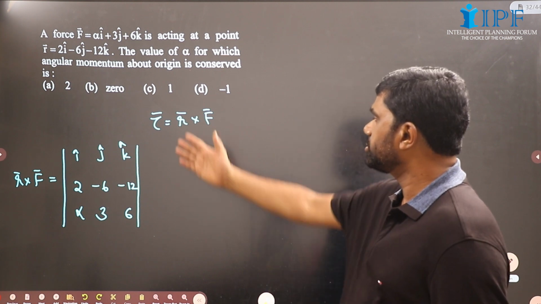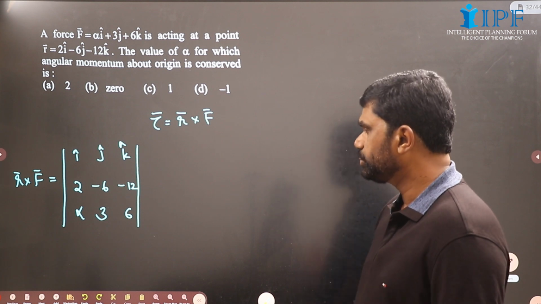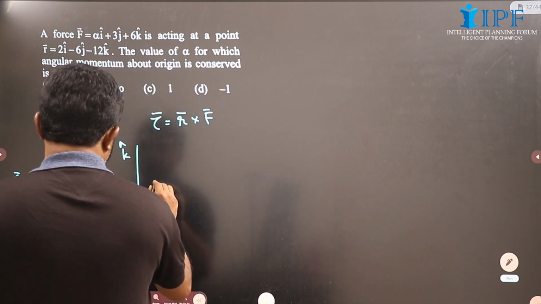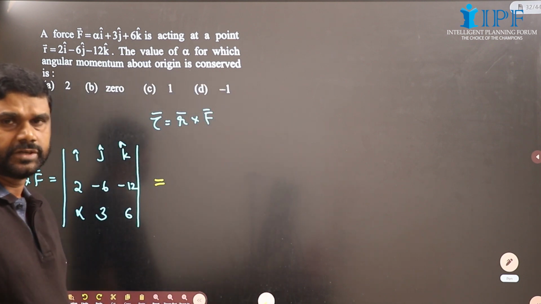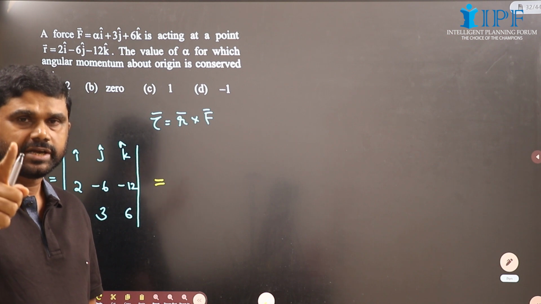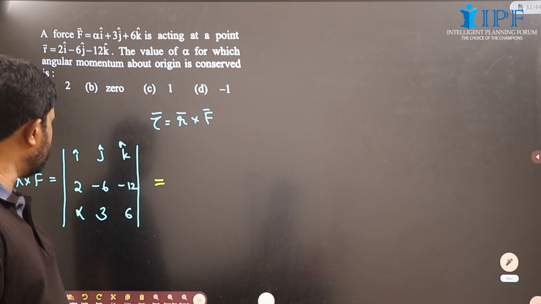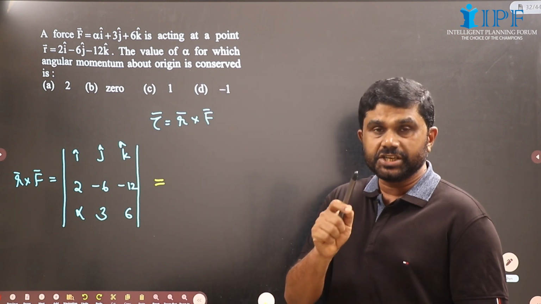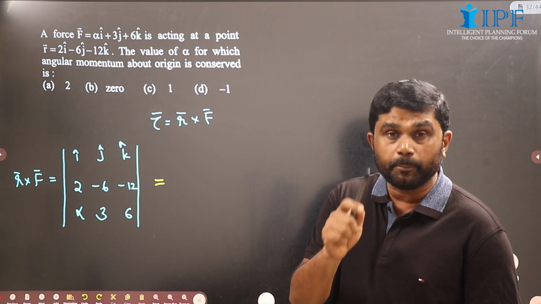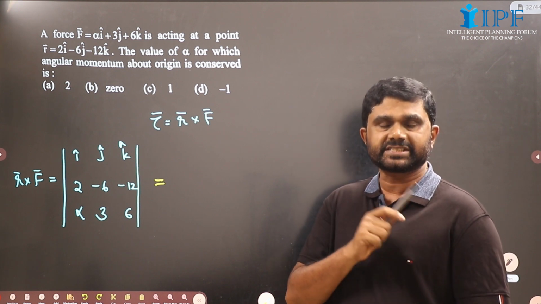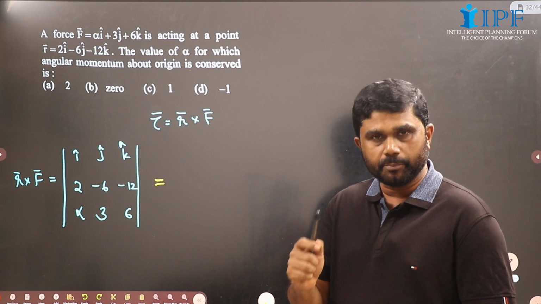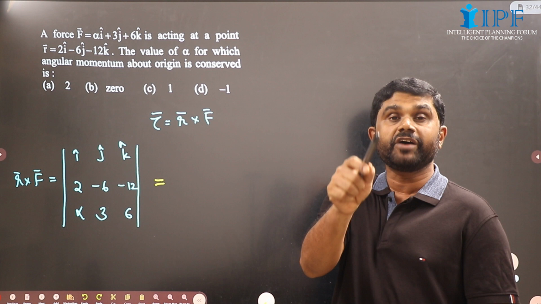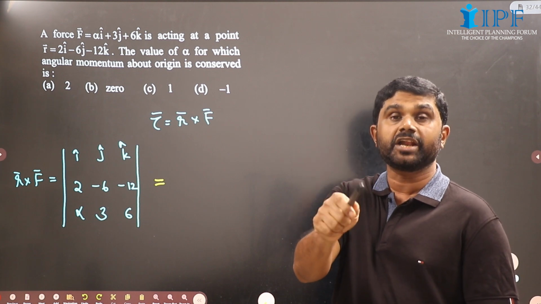So how do we find the torque? Tau equal to R cross F. Actually we have to find alpha. Torque should be 0, which means all the components of the torque must be 0. X component of the torque should be 0, Y component should be 0, Z component should be 0. We have to find out only the value of alpha.